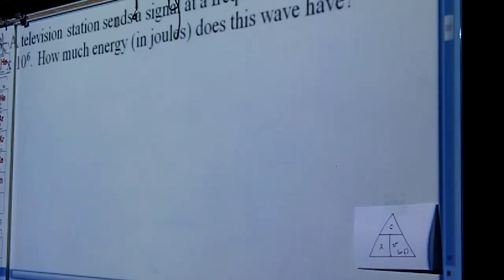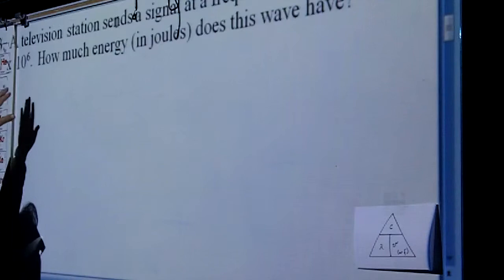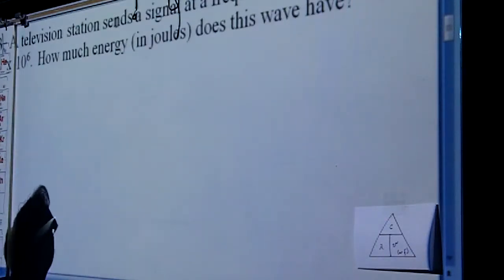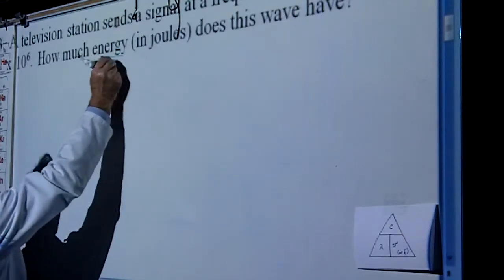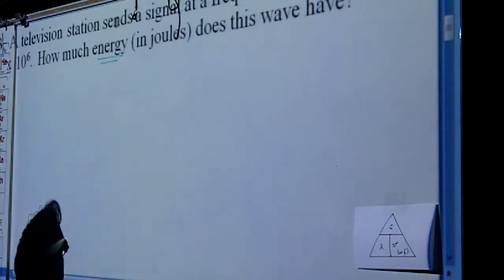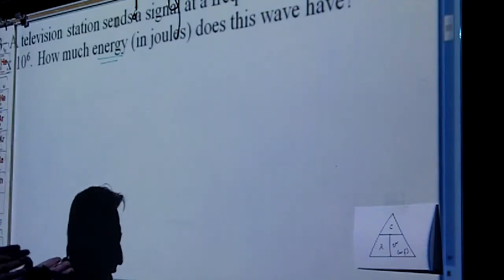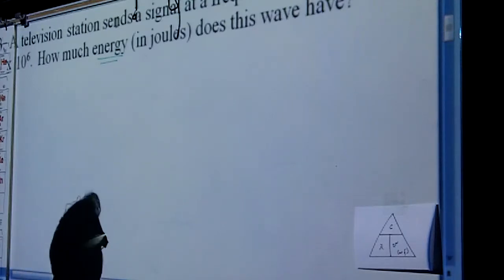Number 3 says this. It says a television station sends a signal at a frequency of 108.4 times 10 to the 6. Now it's frequency, so that's going to be in hertz. We want to know how much energy this time. Notice this time I'm being asked for something else. I'm being asked for energy, in joules, that this wave has. What I'm going to need now is the relationship between energy, a number called Planck's constant, and the frequency.